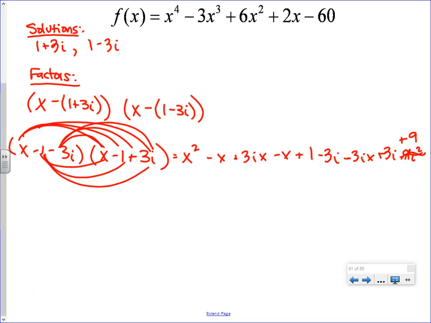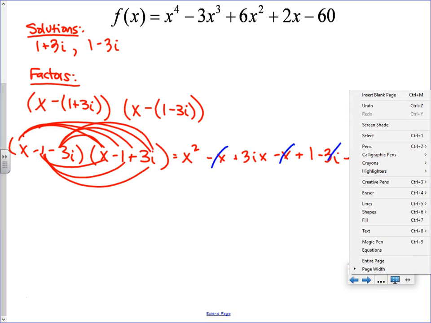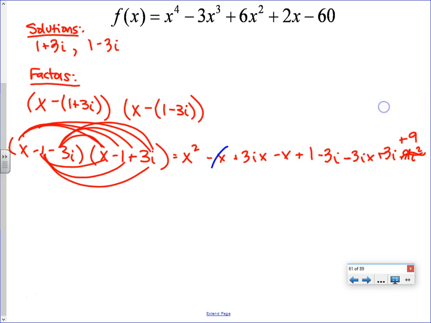Huh, now what? No, that's minus 2x. Negative x minus x is negative 2x. Okay, nice. So what does cancel out? He's gone. He's gone. And he's gone. So now what do we get? Get rid of the i terms. X squared minus 2x plus 10.